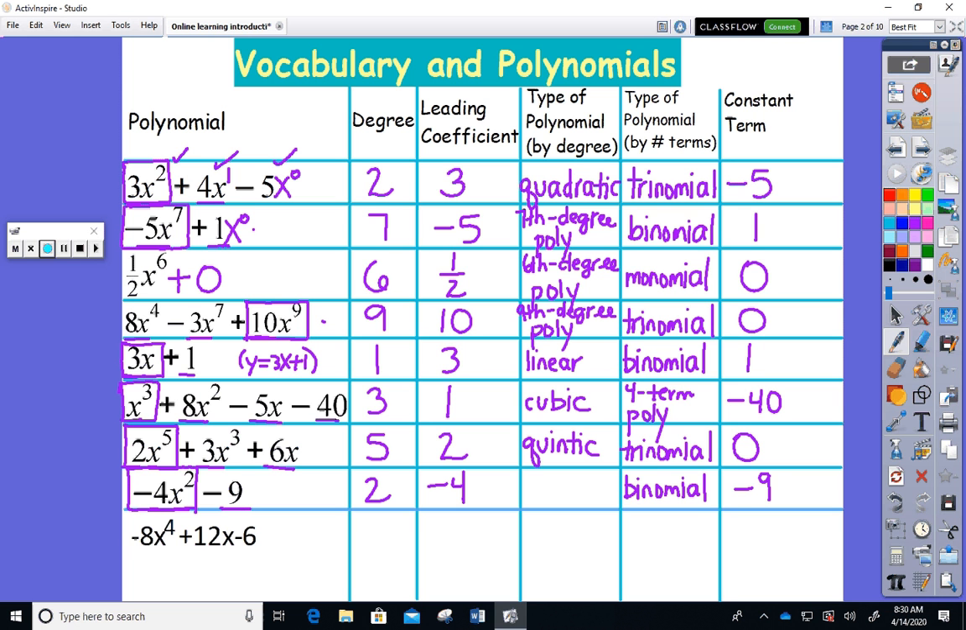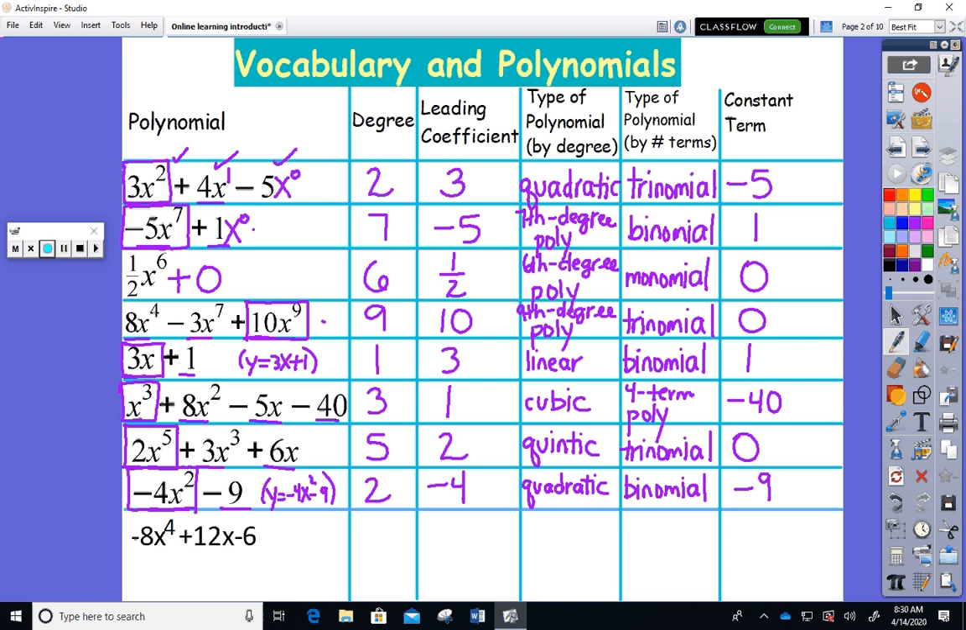Since the degree is 2, this guy is quadratic, which means if I put a y equals in front of it, I would know exactly how to sketch that parabola. Remember, if I said y equals negative 4x squared minus 9, I can see that this guy would go down 9 and be an upside down parabola.